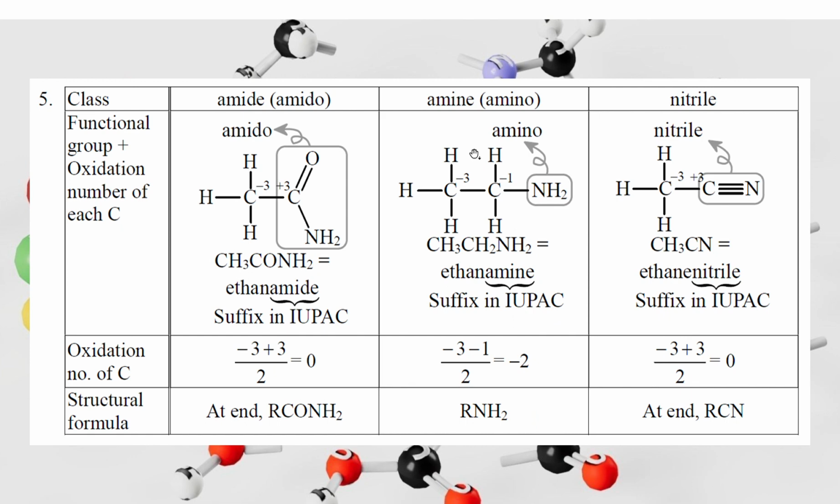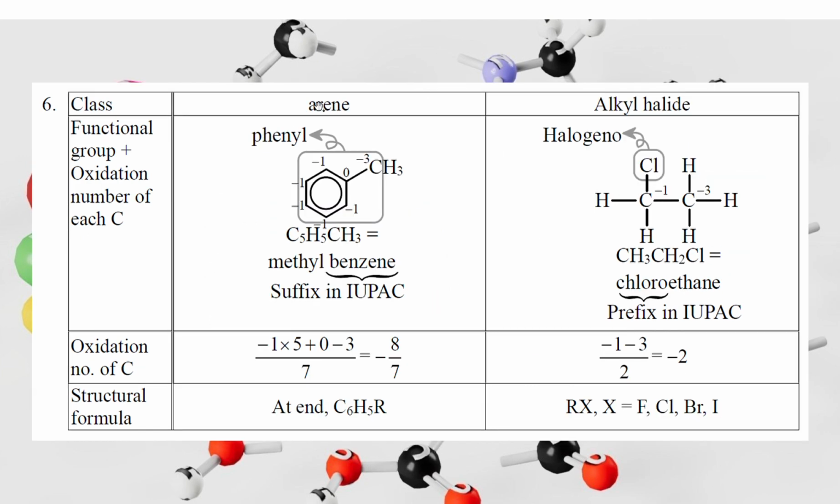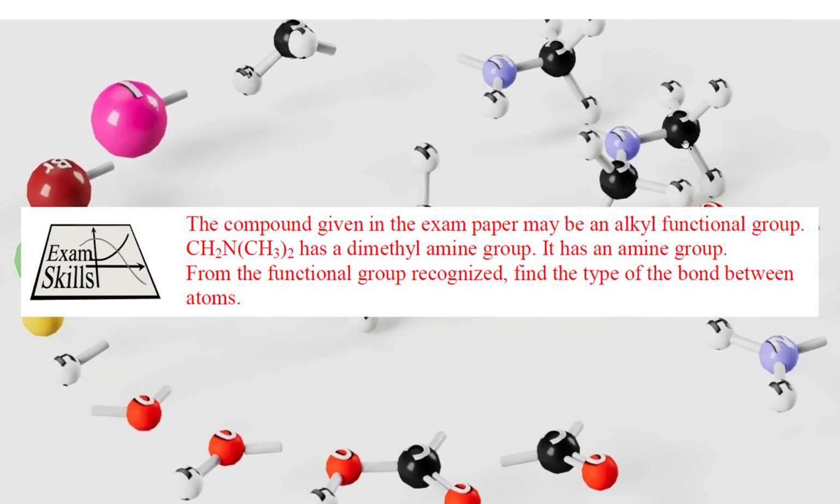Amide and amine: the difference is that the one with a C=O double bond is amide, and without is amine. Both have NH2. And the nitrile has a C≡N triple bond. Alkyne has a C≡C triple bond, and the C≡N triple bond is a nitrile. And then arene has a phenyl group, the benzene ring. Halide has a halogen somewhere, okay.